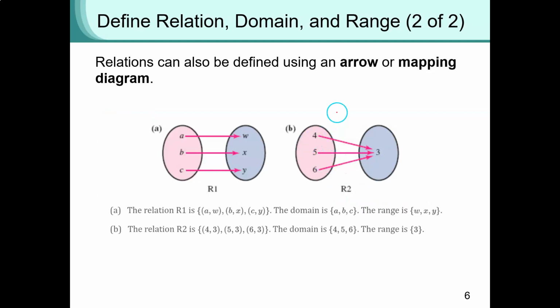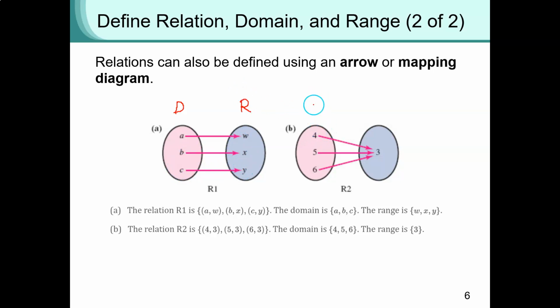So the previous representation is an ordered pair. We can also represent the relation as a mapping. We call this a mapping, and it comes with the arrow direction. So there are 2 oval shapes here. The left-hand side oval shape represents the domain. The right-hand side oval shape represents the range. So the domain has A, B, C, and the range has W, X, Y. So A pairs with W, B pairs with X, and C pairs with Y.